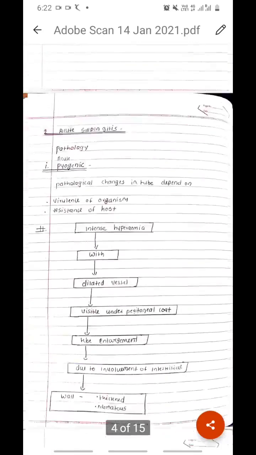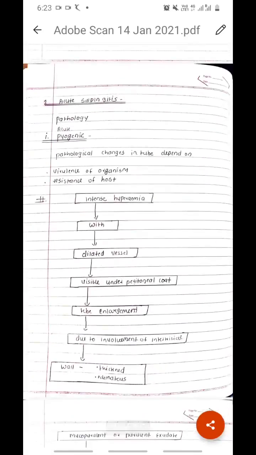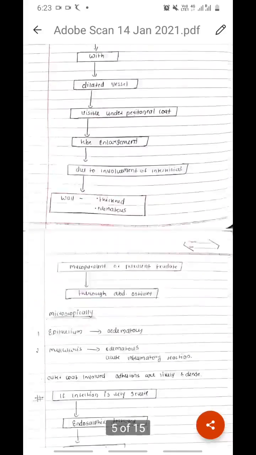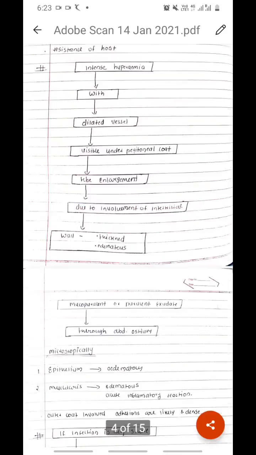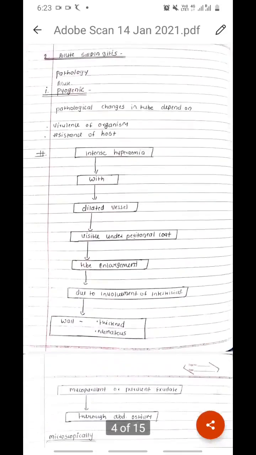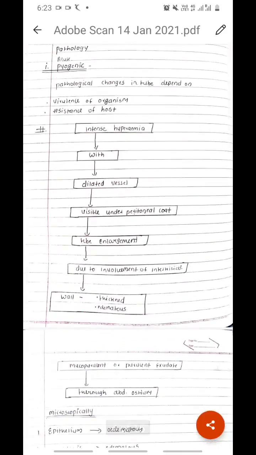After that, salpingitis is of two types: acute salpingitis and chronic salpingitis. As you all know the terms acute and chronic. In acute salpingitis, there are two types: acute pyogenic and acute gonococcal. So we discuss both of the terms here.